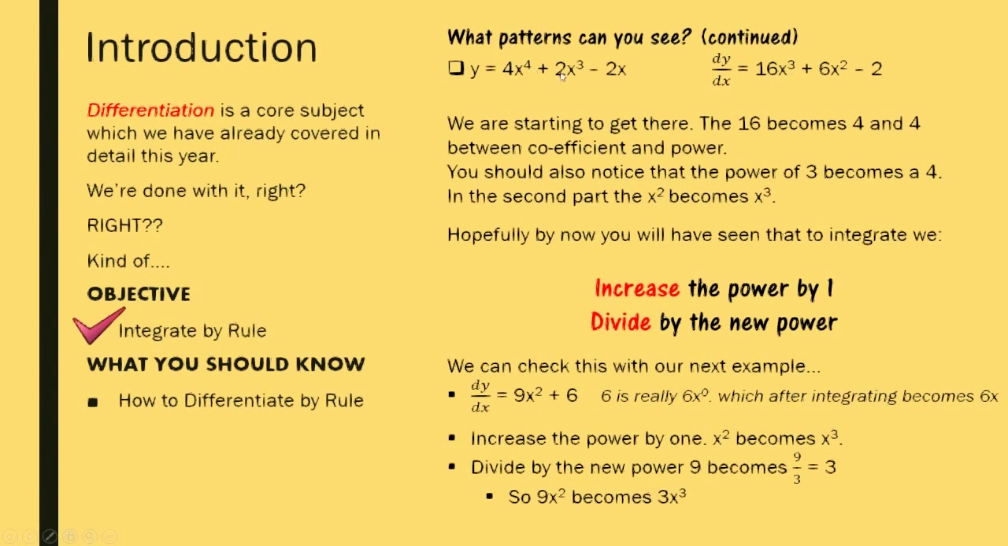That's integrating by rule. If I show you this bit up here as well, the x to the 3 becomes x to the 4, and then we divide by 4. So 16 divided by 4 gives us 4x to the 4. X squared becomes x cubed. We divide by the 3, 6 divided by 3 gives us 2, and the minus 2 just gets the x in front. That's integrating by rule.